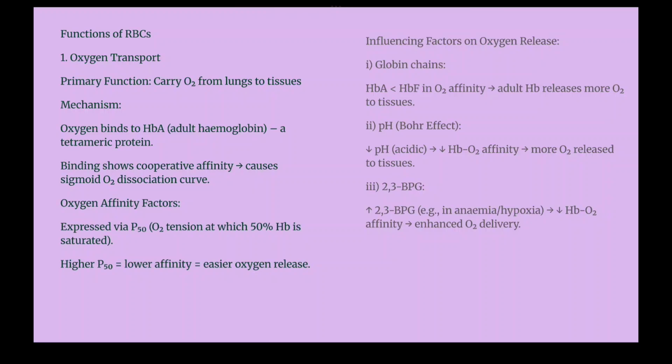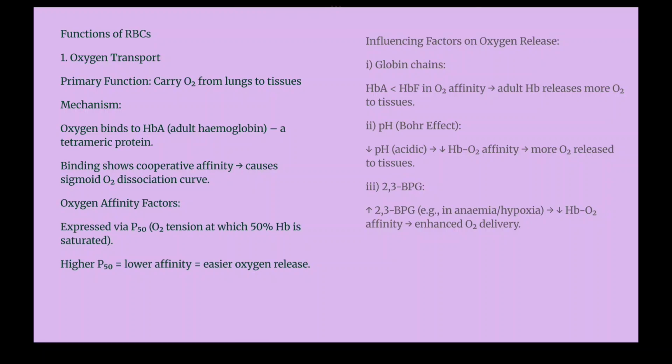Now, the influences on oxygen release from the hemoglobin attachment are globin chains, pH, and sometimes 2,3 bisphosphoglycerate. Globin chains include hemoglobin A and hemoglobin F. Hemoglobin F has lower affinity with oxygen compared to hemoglobin A. So Hb in adults releases more O2 to the tissues, allowing easier dissociation of oxygen from the RBC and leading to oxygen transfer from RBC to the cells.